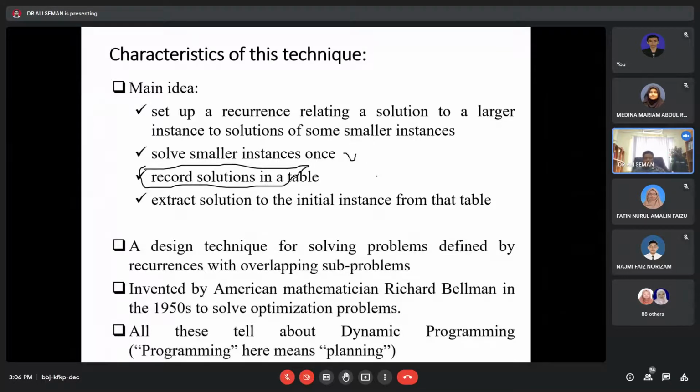So programming here means planning. It's not programming as we think of it in computer science. It's planning, how we plan. Basically, when we have a similar problem in a smaller instance, and the problem is already solved, we just take the solution and make use of it without recalculating the same process. This is actually dynamic programming.